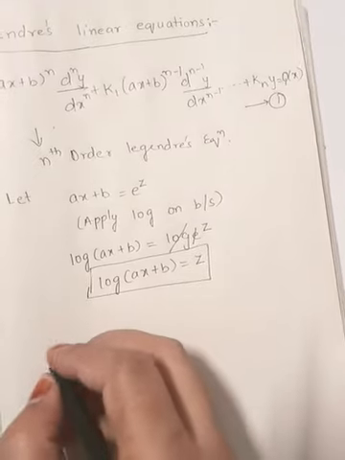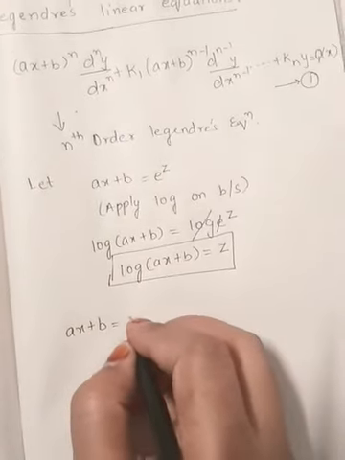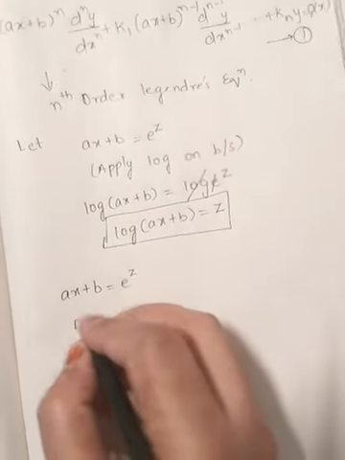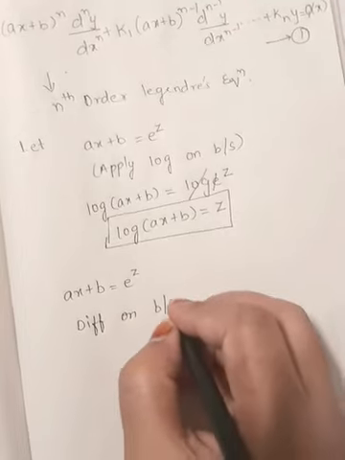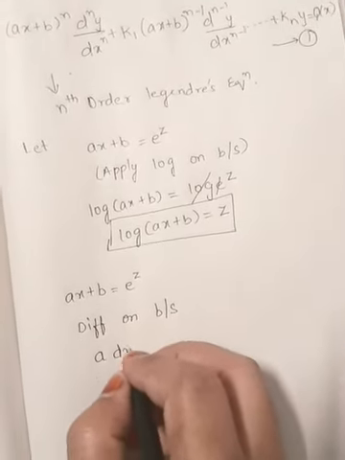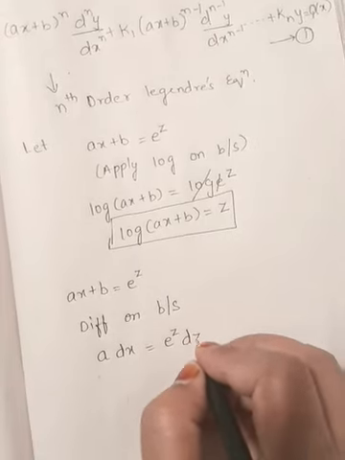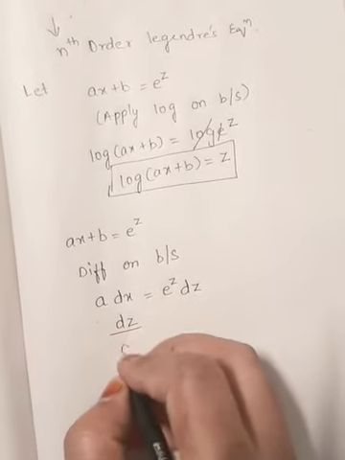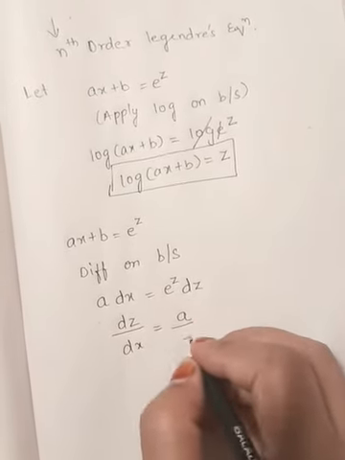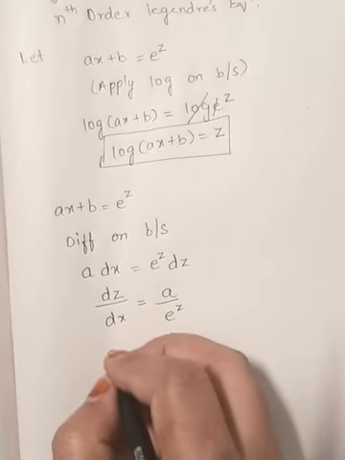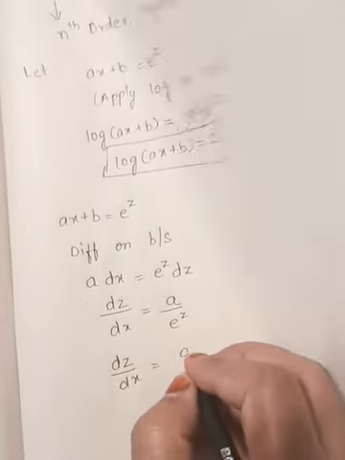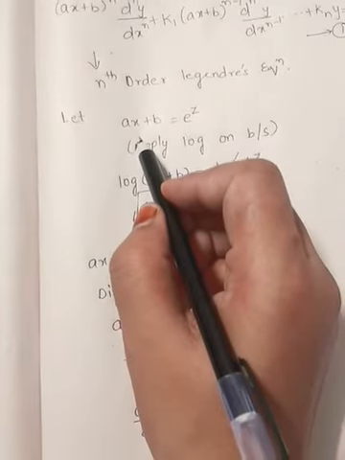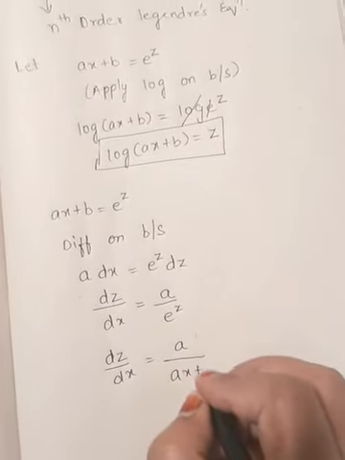Now you take ax + b = e^z. Now differentiating on both sides, what we'll get here? a dx will be equal to e^z dz. So now dz/dx is equal to a divided by e^z. Here we considered e^z as ax + b, so I am writing ax + b.